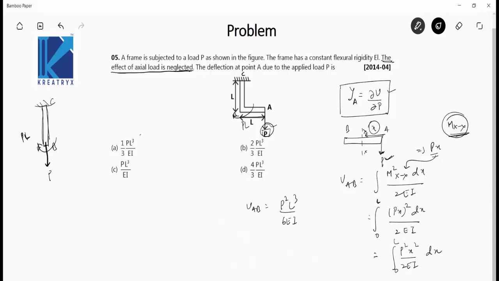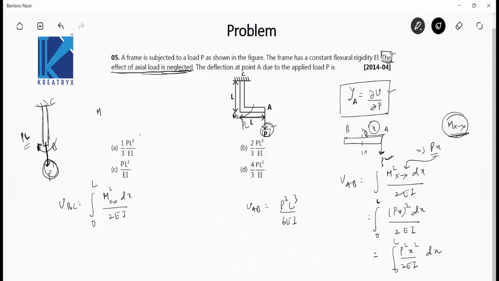Now this line plays an important role. The effect of axial load is neglected, so you have to neglect the strain energy due to this axial load P on the bar BC. You only take the strain energy due to this moment. So UBC is equal to the integral from 0 to L of M squared xx dx by 2EI.